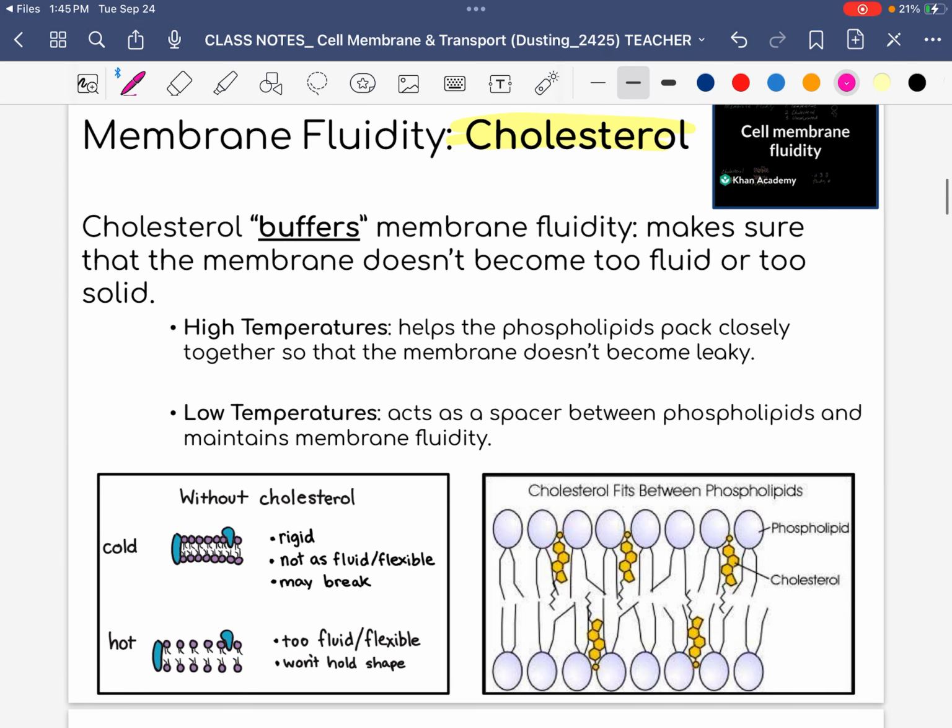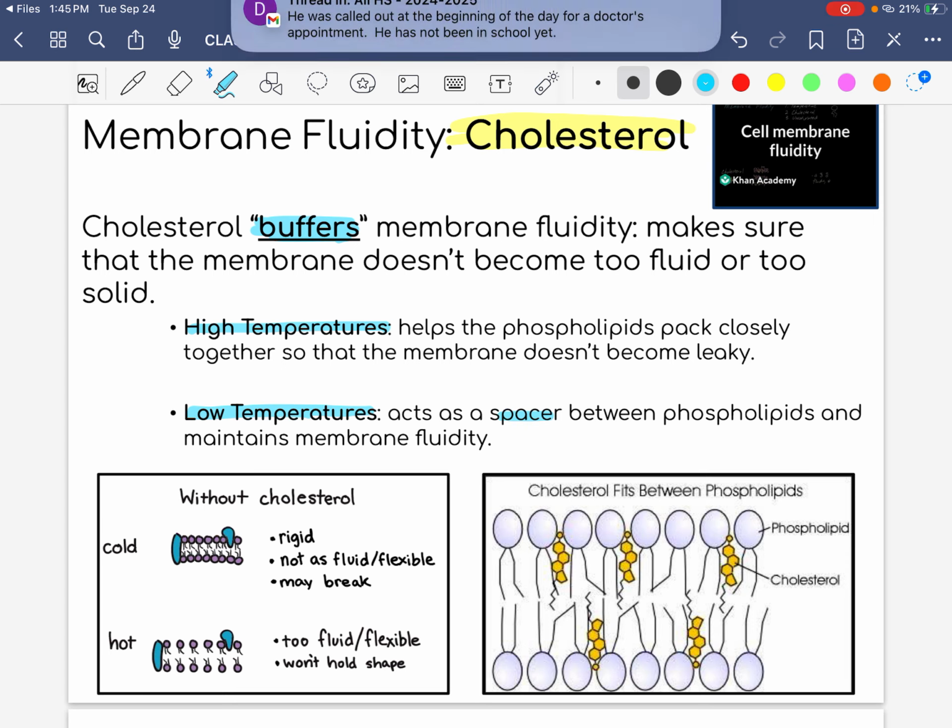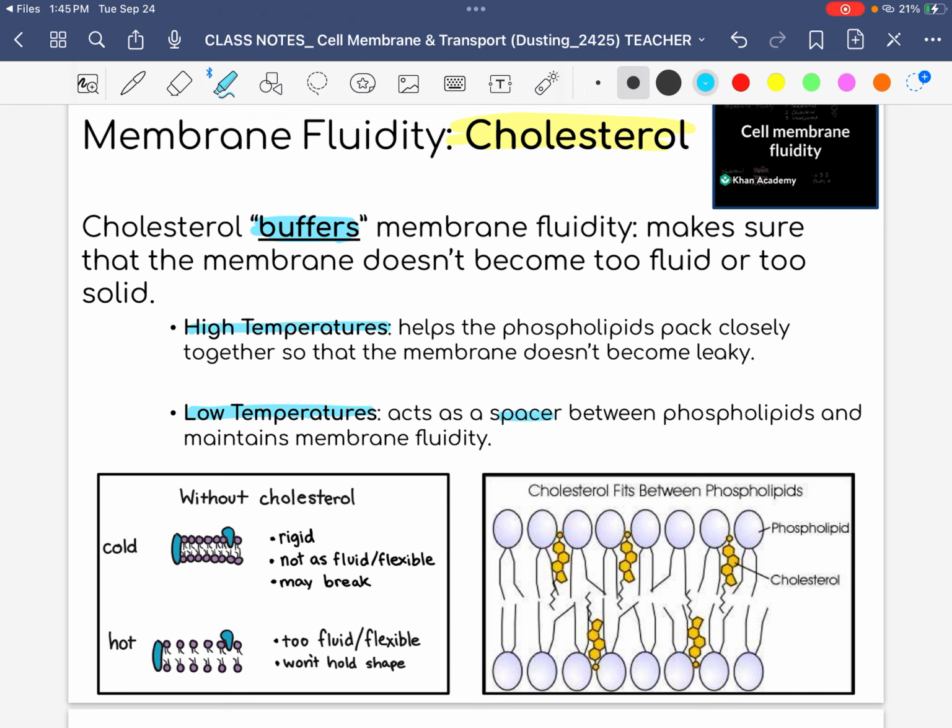The other way that the cell membrane does this is with cholesterol. And cholesterol, you can think about it as like the buffer of flexibility or fluidity in the cell membrane. So in high temperatures, it helps the phospholipids stay together. It helps them not fall apart, essentially. So it keeps them together. And in low temperatures, it provides kind of a spacer between the phospholipids. So it's essentially just buffering the flexibility of the cell membrane.